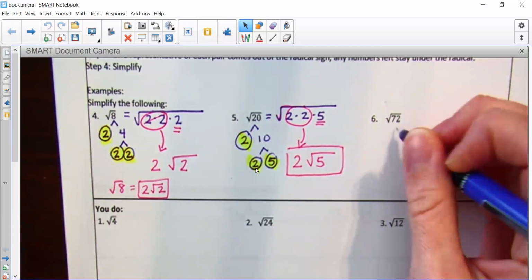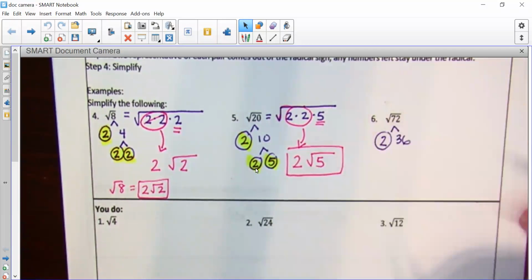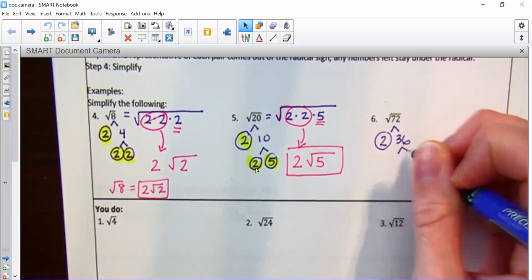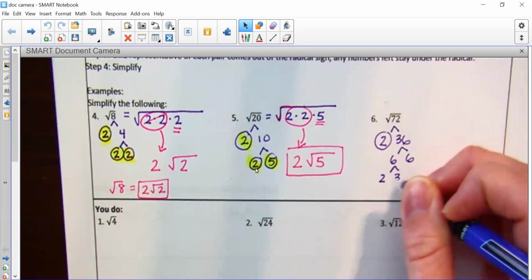All right, let's factor 72. So I always start with 2 and 36. If 2 can go in, then I start by taking that out. 36, I don't know, it could be 6 times 6. And then 6 breaks down into 2 times 3.